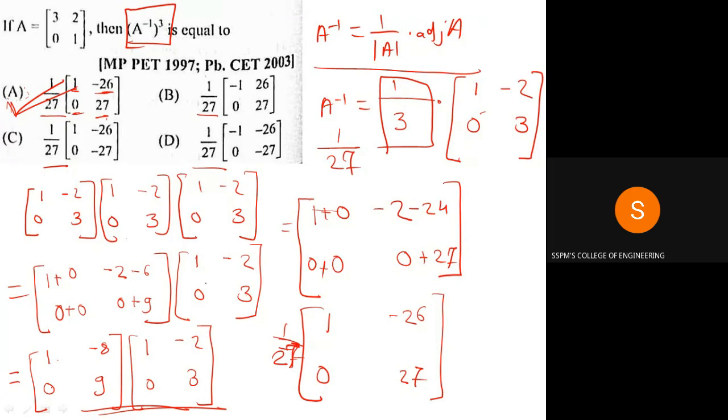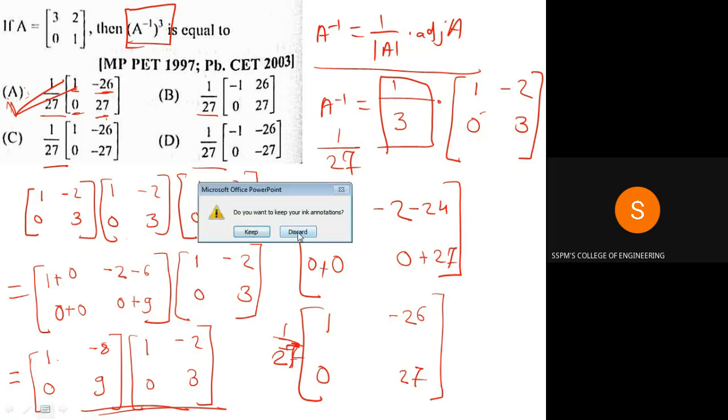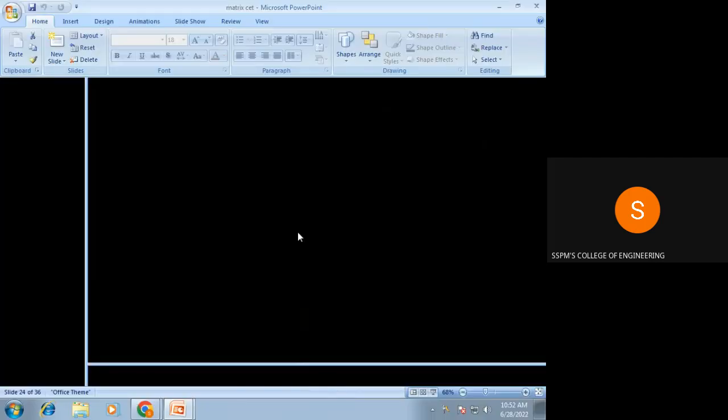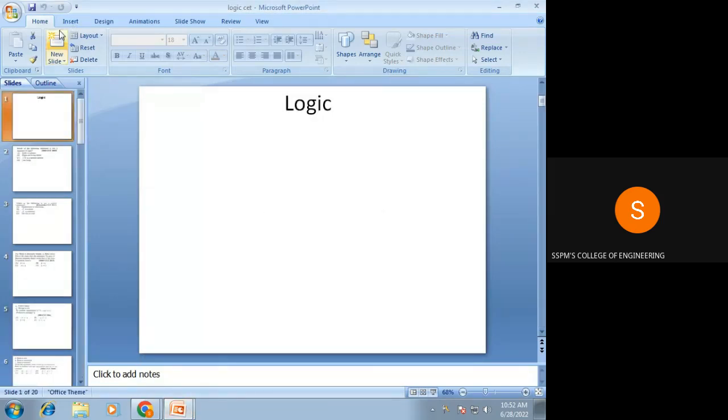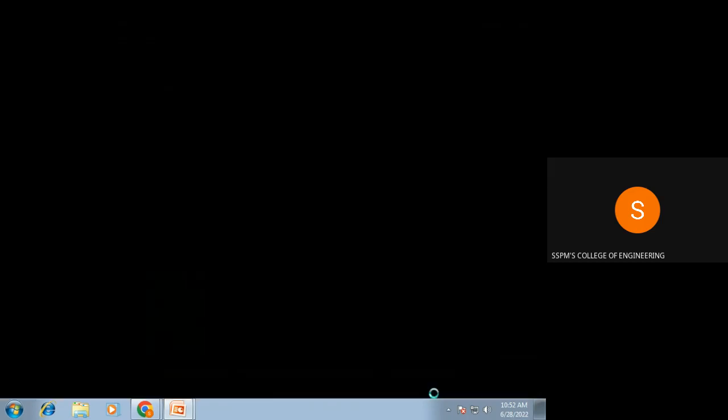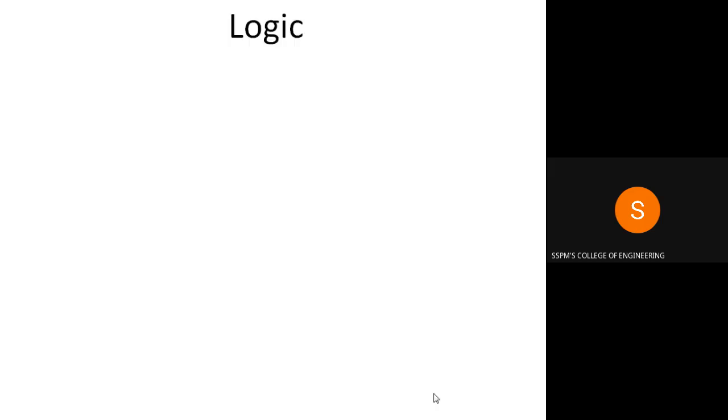So these are the examples of matrices. If you have any doubt, you can ask in your WhatsApp. Now we will see two things about logic. So we will first see a few things, two basic things about mathematical logic.